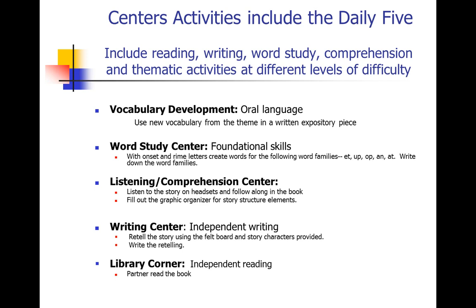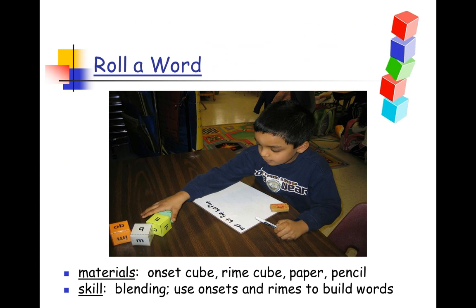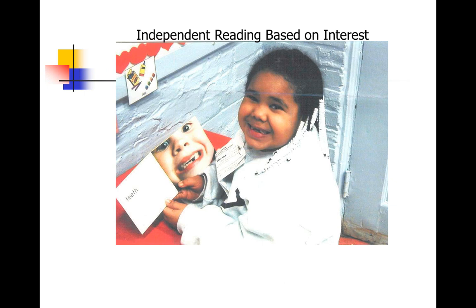because it has to be extremely well organized and structured. So here we have the children getting organized with foundational skills, and they're using word wheels. And here they're rolling the dice, and they're going to be blending using onsets and rhymes. And this is almost like a word wall, where we're making words using the initial sound and endings in the pocket chart. And she's doing some independent reading with a book that is of tremendous interest to her, because she doesn't have any teeth, and neither does the child in the book.